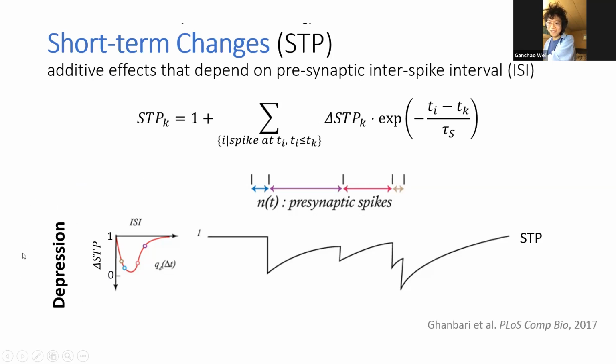What do I mean? Maybe take the depression STP, for example. This is a so-called modification function for STP, which is a function of the presynaptic ISI. When there's a spike in the pre-neuron, the STP will decrease sharply, and the amplitude is determined by this modification function. For example, now the ISI is small, which corresponds to the blue dot. And then after that, the effect decays exponentially with rate tau. And then if there's another new pre-spike, there's an additive decrease and then exponential decay, and so on and so forth.